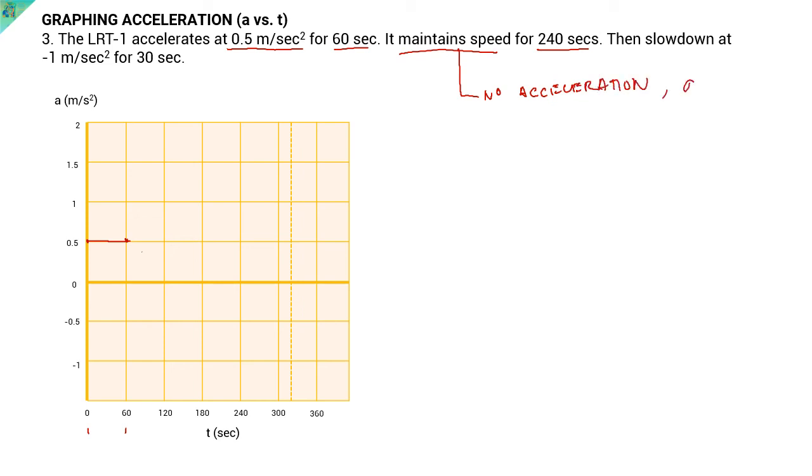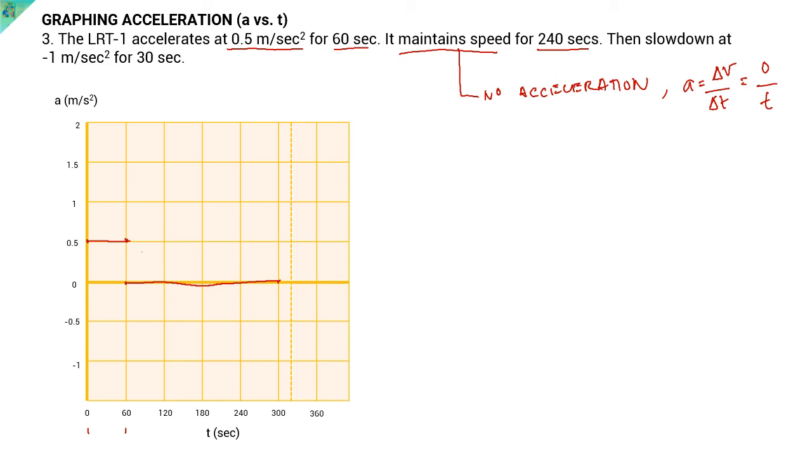Why? Because acceleration is defined as the change in velocity over the change in time. And if you have zero velocity, you're going to have zero acceleration. Which means that for the second situation, from 60 seconds to 300, a duration of 240, you're going to have zero acceleration. Again, this should be a straight line.